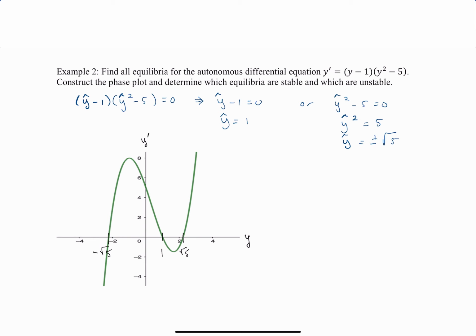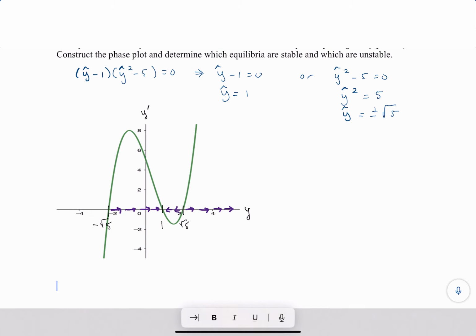Let's put the little arrows in where the graph is above the x-axis. The y value will be increasing. Where it's below the x-axis, decreasing. And here's a spot where it's increasing, and then to the left of minus root 5, it's decreasing.